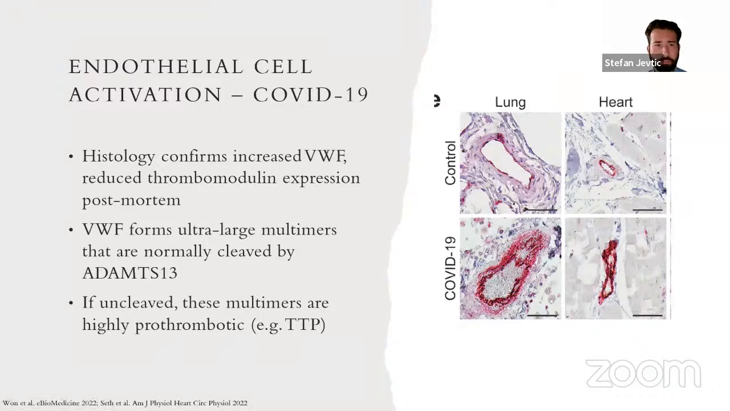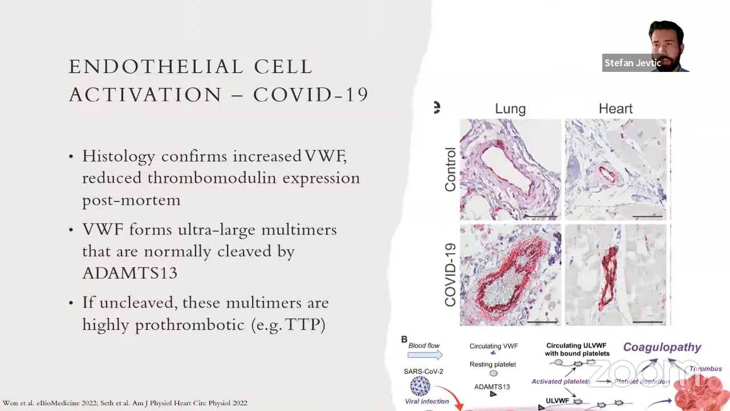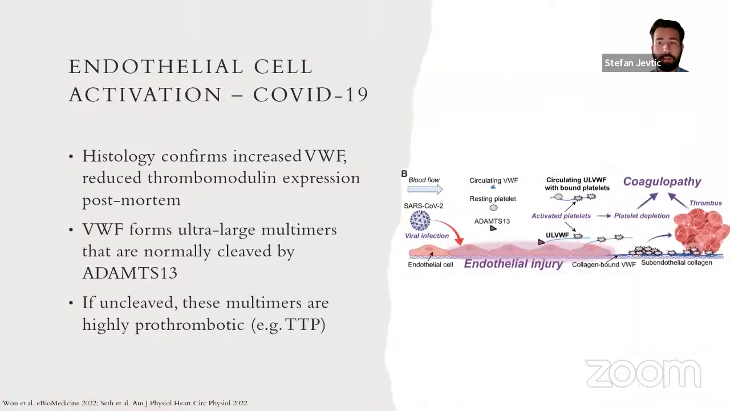And just to briefly review our von Willebrand factor physiology, as we know, von Willebrand factor is housed in endothelial cells as an ultra-large multimer. Once it's released, it's often quickly cleaved by ADAMTS13 to prevent its prothrombotic state to activate platelets and cause aggregation. But if uncleaved, it's quite potent in triggering this thrombus formation and associated coagulopathy.